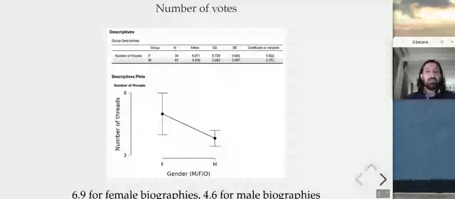And for the number of votes, we found that the debates for the female biographies are longer. On average it is 6.9 votes for women's biographies, and for men's biographies the average is 4.6. So the debates for women are longer.